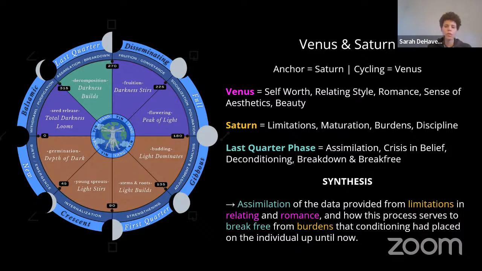At this point in the last quarter, the limitations are existing because of the need to break free. So alternative relationships may need to be built, relationships that might stand away from the status quo, might need to be built or embodied at this phase for someone with Venus and Saturn in last quarter phase.